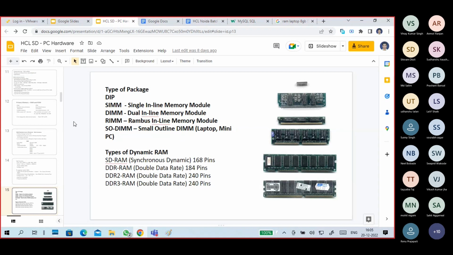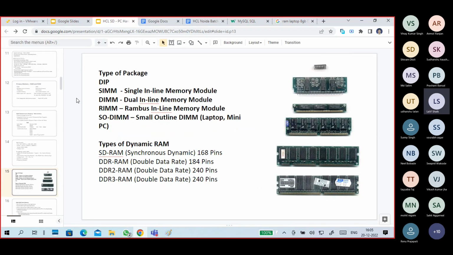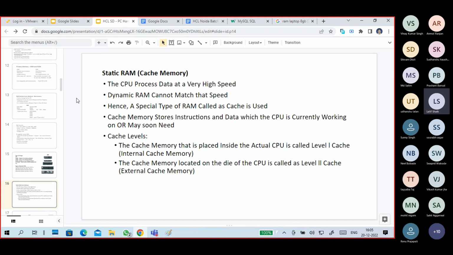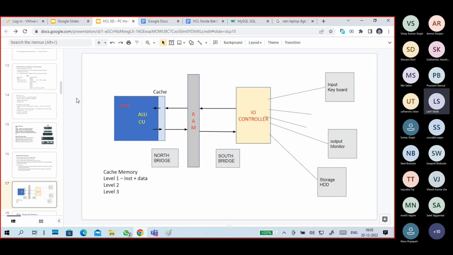So these are the SODIMM packages. Static RAM, we already discussed, is used as cache memory. Guys, this is how the original architecture is. You have a CPU, and inside the CPU you have cache memory. The CPU loads instructions from cache and gives instructions and data to cache memory. This cache is connected to RAM. RAM is connected to IO controllers, and input output devices are connected through this IO controller only.